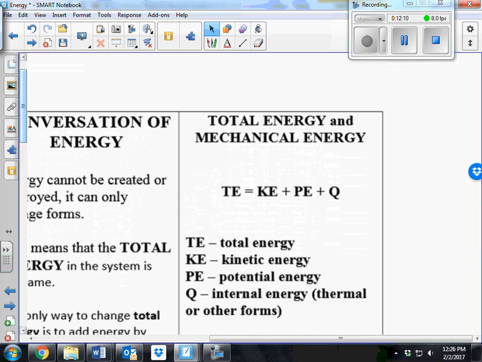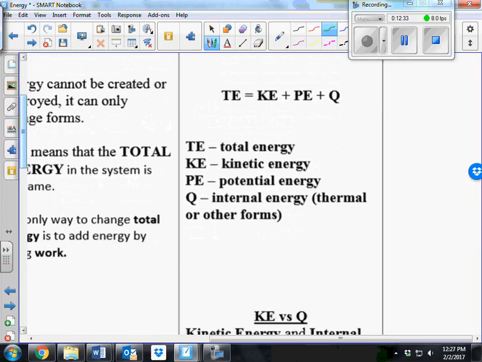And this is kind of the crux of this whole unit, because your total energy is the sum of all of your energies: a sum of all your kinetic energies plus your gravitational potential energy plus your spring potential energy plus your Q, which is internal energy, which is kind of like thermal or other forms of energy where we can't really get it back. So this includes friction. It also includes the part deforming.